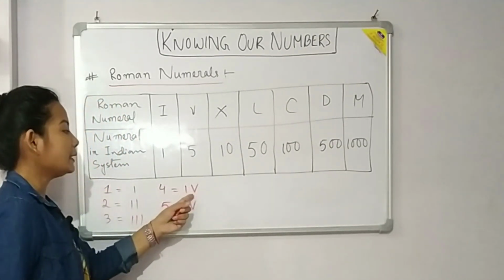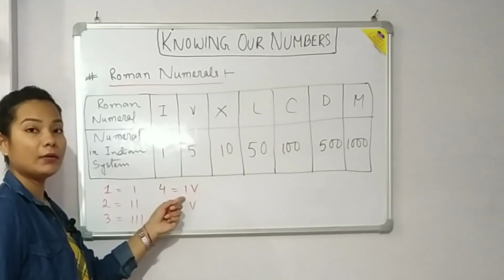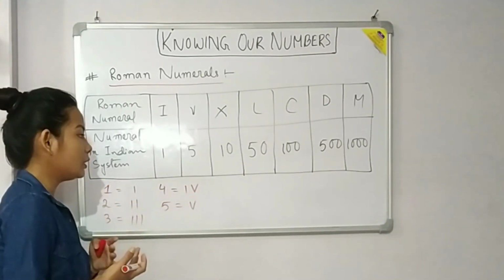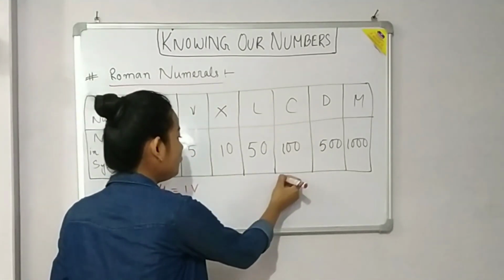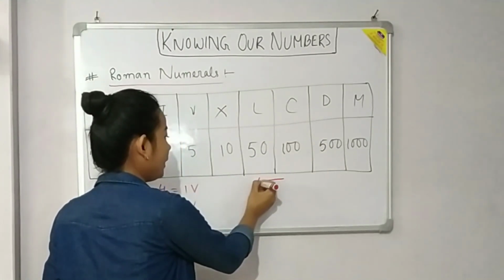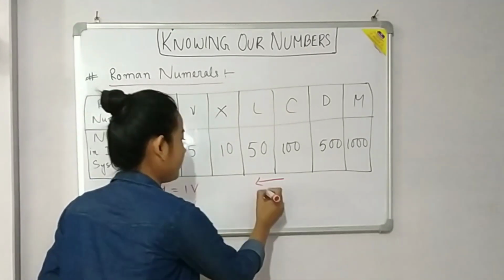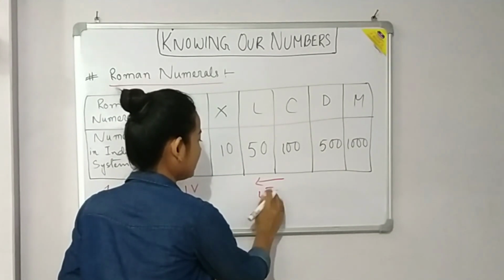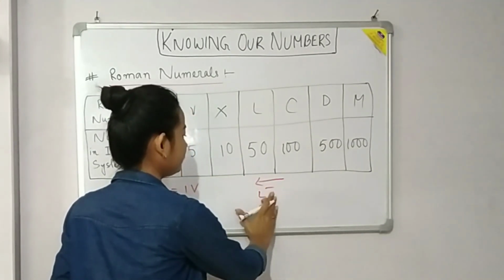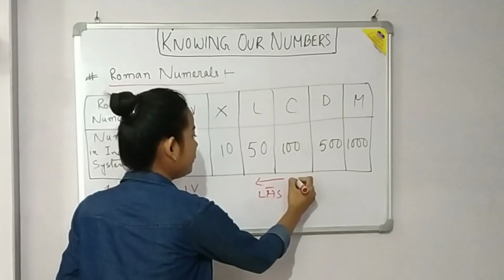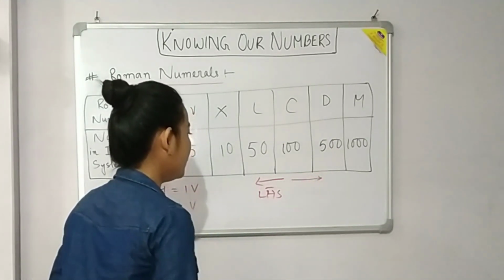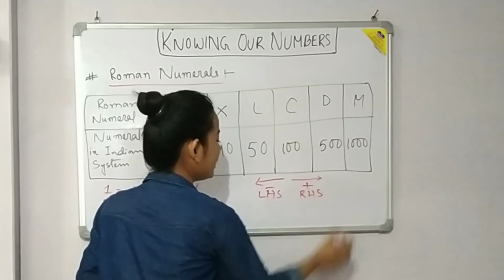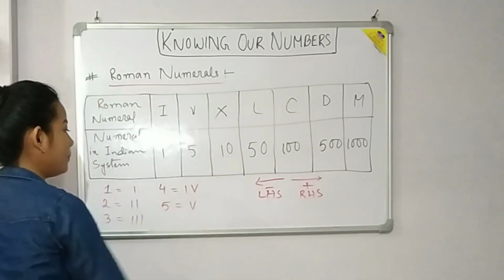So why are we writing IV here? For that, let me give you one trick: whenever we go to the left hand side, that means we are subtracting. So I am writing a minus sign for subtracting on the LHS. And whenever we go to the right hand side of any number, then what we will do? We will do addition. So I am writing RHS for addition and LHS for minus.